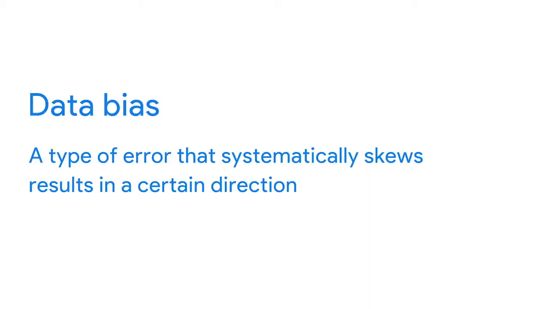It's important to know that bias can also find its way into the world of data. Data bias is a type of error that systematically skews results in a certain direction. Maybe the questions on a survey had a particular slant to influence answers, or maybe the sample group wasn't truly representative of the population being studied.